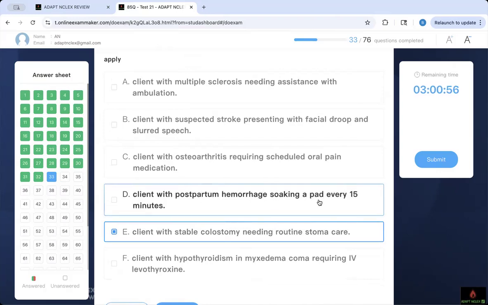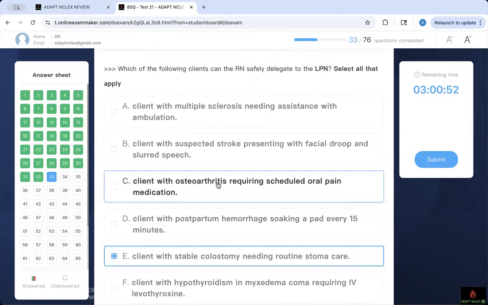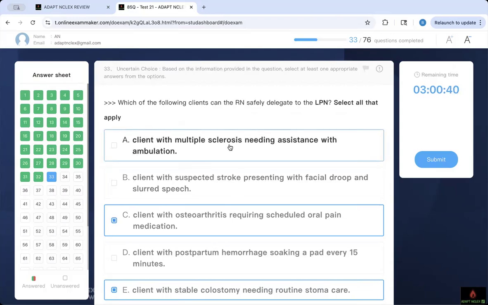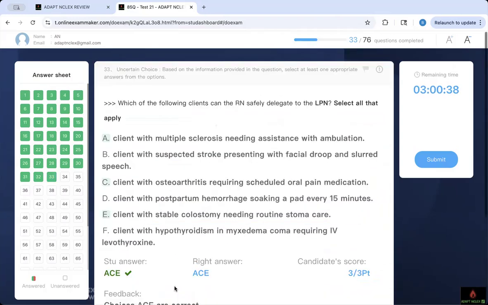Postpartum hemorrhage soaking a pad every 15 minutes, unstable. Osteoarthritis requiring scheduled medication, the LPN can give most medication. Stroke patient, facial droop, slurred speech, require ongoing assessment? No. And multiple sclerosis patient, you just want to walk. We should be able to give it to them.